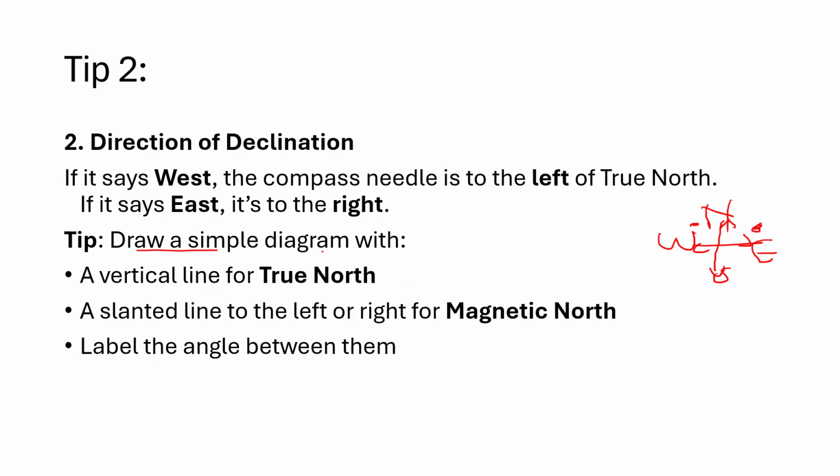So draw a simple diagram with a vertical line for the true north, what I showed you previously, or TN, true north, and then a slanted line to the left or to the right. If it says west, you will draw this. If it says east, you will draw that. And then this will be your angle. This will be towards the east, this will be towards the west. Now, label the angle between them. For example, that one we said is 20 degrees, 15 minutes.